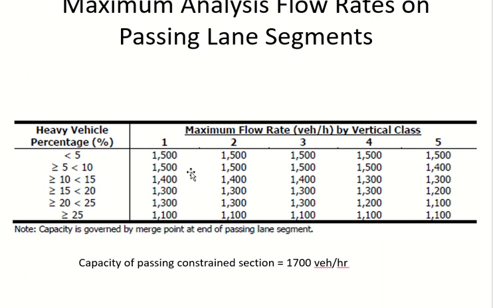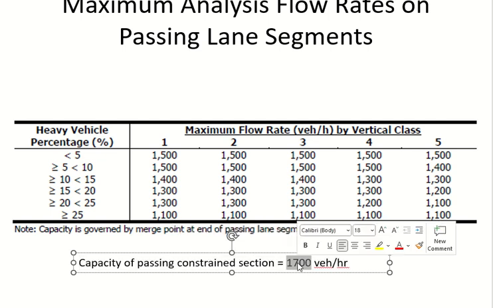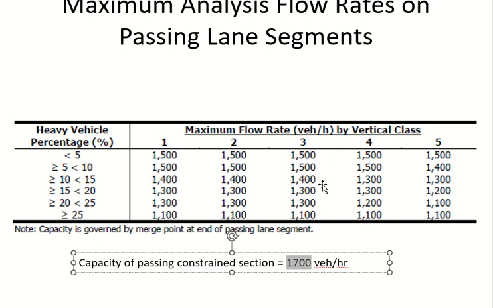Okay, this table shows you the maximum flow rate. From the table, this is the maximum flow rate for segments which have a passing lane, and this value is for segments which don't have a passing lane. So without a passing lane, the maximum can be 1700. With a passing lane, you can have one of these values. So you need the percentage of heavy vehicles, and you need to know the terrain type. This is called terrain class. 1, 2, 3, 4, 5 is called terrain class.